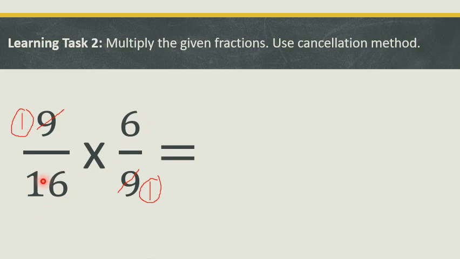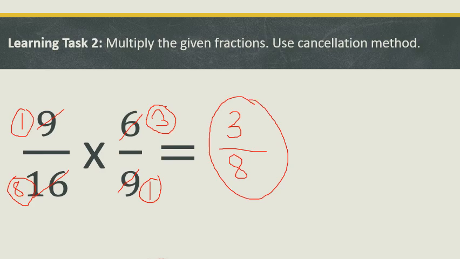So, since sila ay parehong even number, sila ay divisible sa 2. So, 6 divided by 2 is 3. 16 divided by 2 is 8. Ayan, napaliit na natin siya. So, multiply na natin. Sa numerator, 1 times 3 is 3. Sa denominator, 8 times 1 is 8. So, ang answer natin is 3/8.